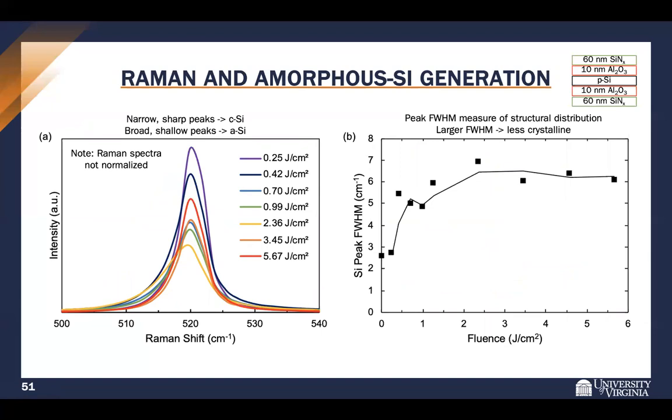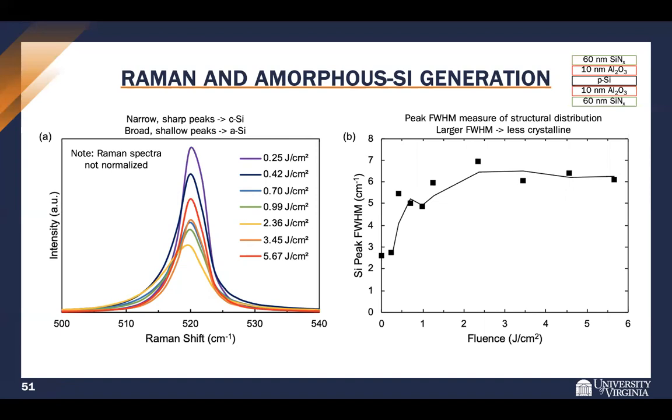Again, for Raman, a narrow sharp peak indicates more crystalline silicon, while a broad shallow peak indicates amorphous silicon. You can see that as the laser fluence increases, the peak height drops substantially, and it also broadens. But then at a certain fluence, it begins to get sharper again, or at least increase in intensity. And this is possibly due to a recrystallization of the silicon at high laser fluences.